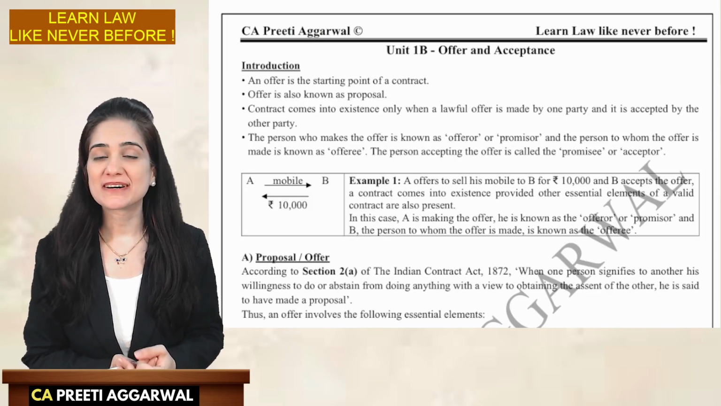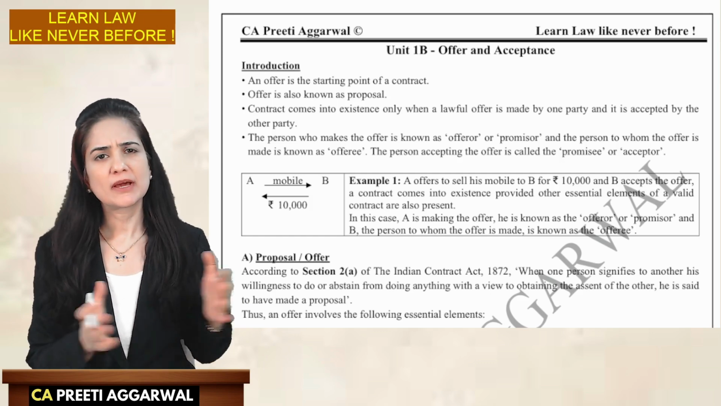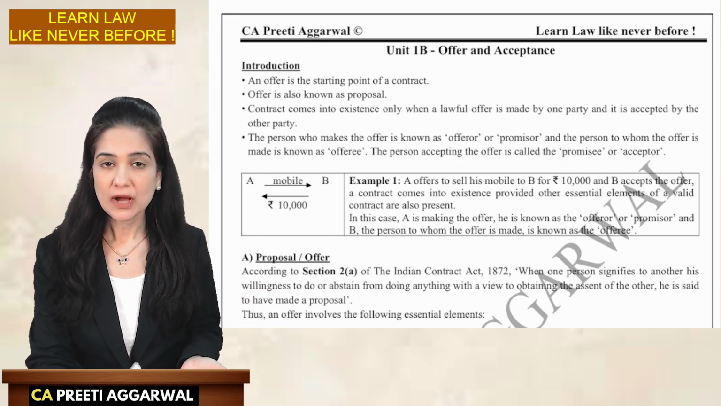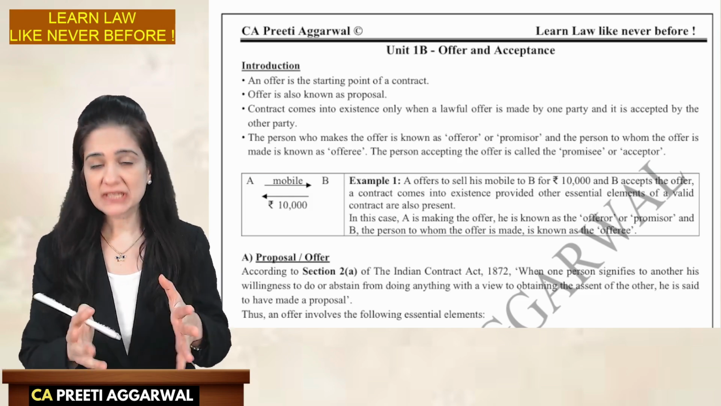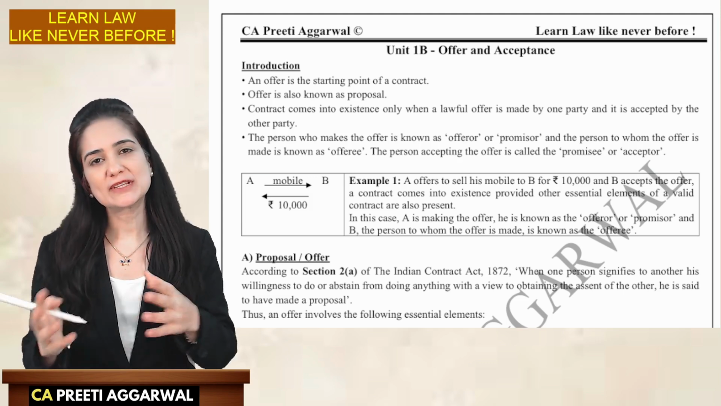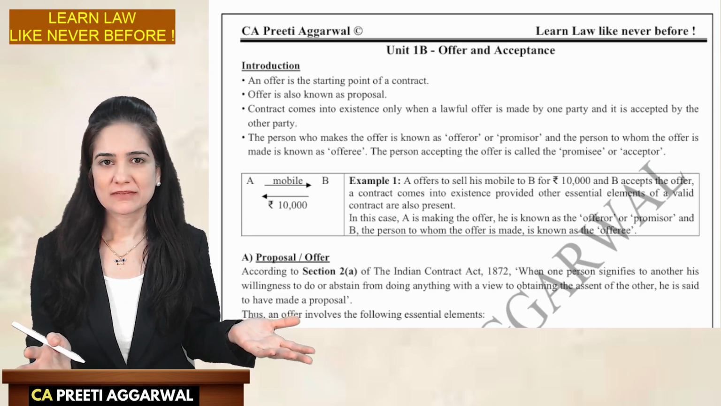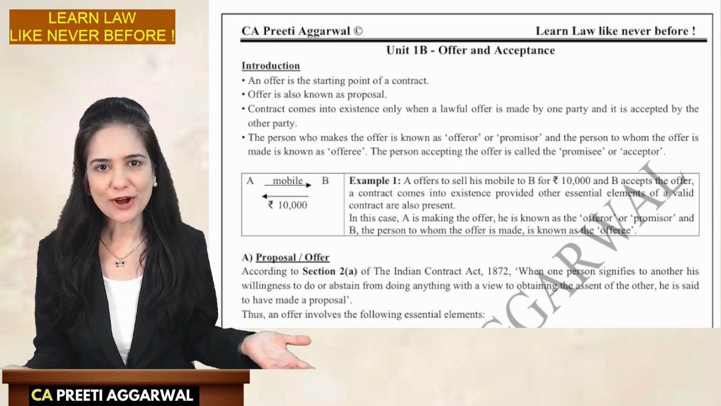Students, let's begin a new chapter today, offer and acceptance. In my previous chapter, I had introduced all the essential elements to you. Now, let us discuss each element in detail. The first element that we are going to discuss is offer and acceptance. To make a contract, I need an offer. No acceptance, no contract.